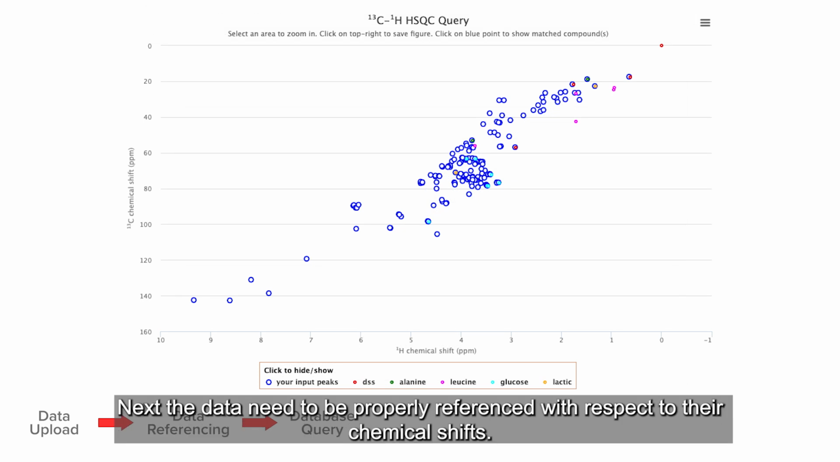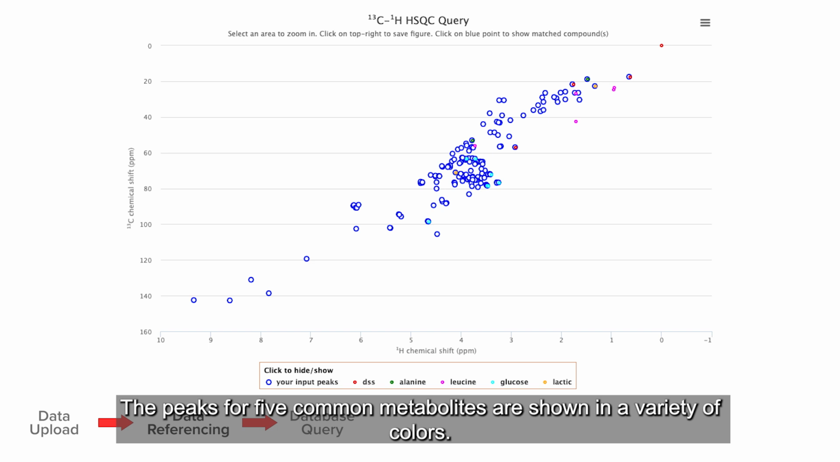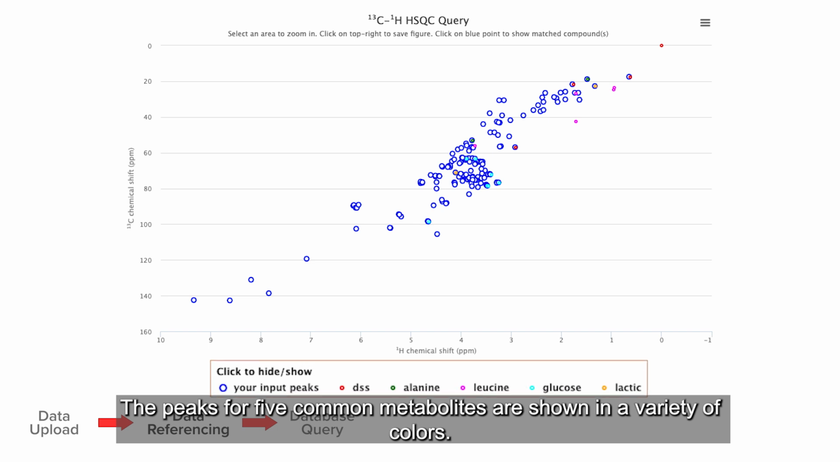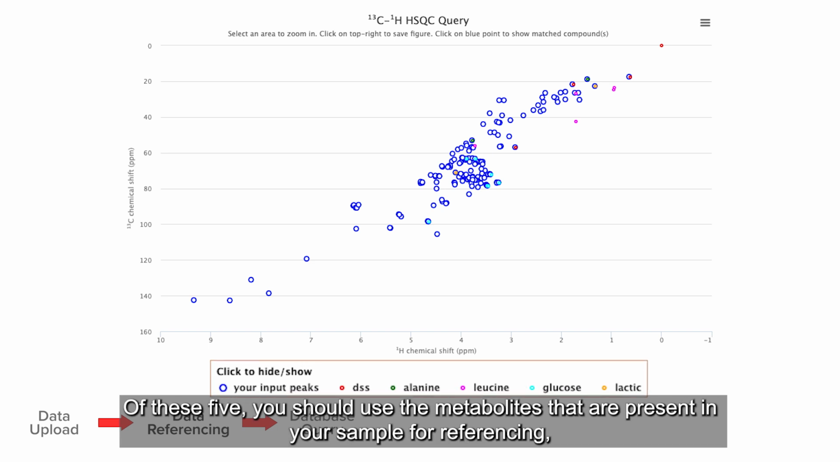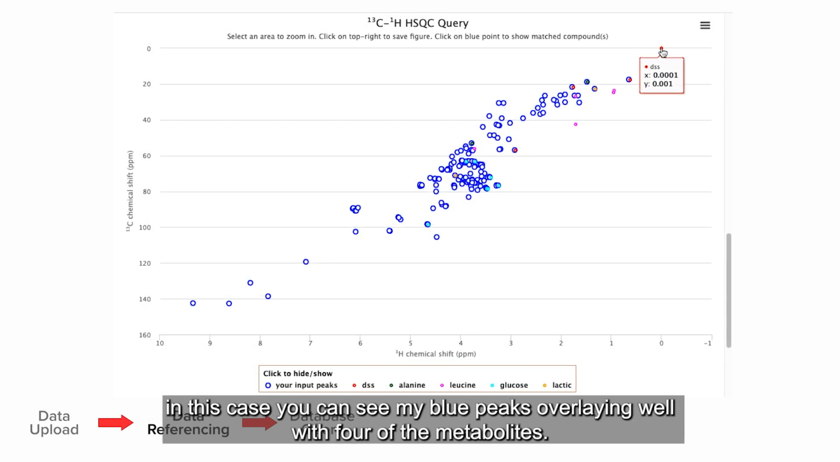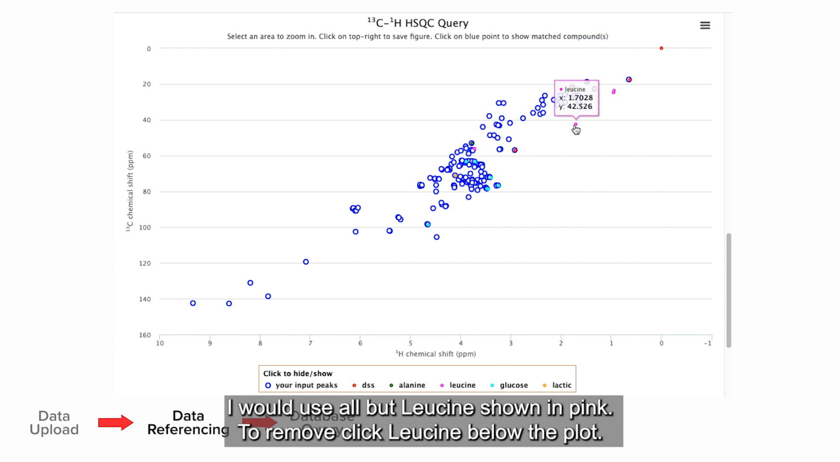Next, the data need to be properly referenced with respect to their chemical shifts. The peaks for 5 common metabolites are shown in a variety of colors. Of these 5, you should use the metabolites that are present in your sample for referencing. In this case, you can see my blue peaks overlaying well with 4 of the metabolites. I would use all but leucine, shown in pink.